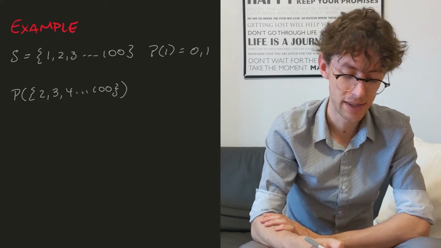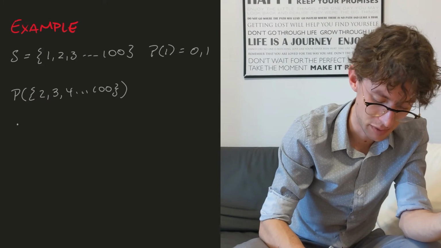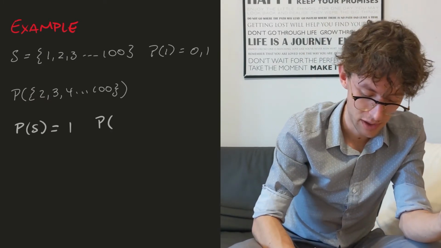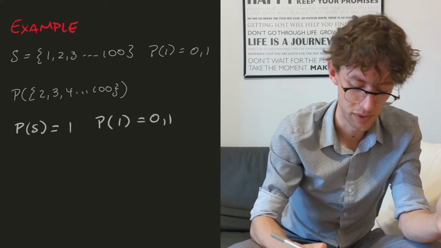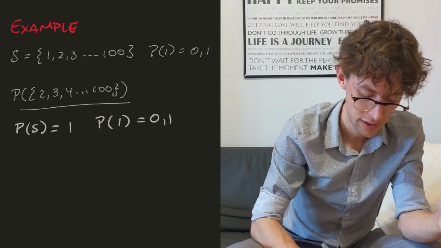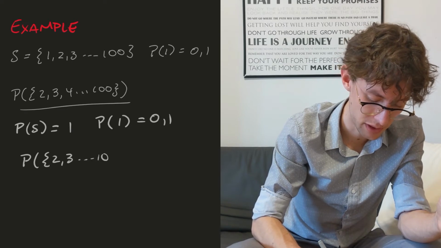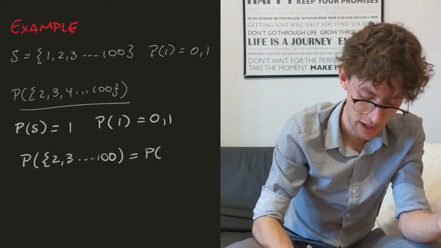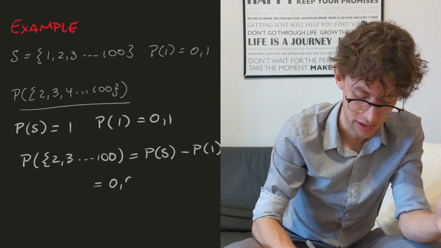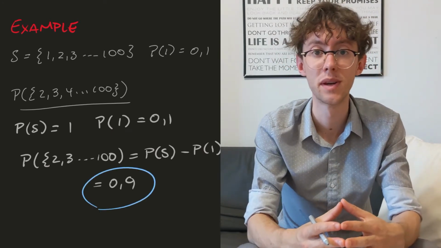So the probability of that, well, we know that the probability of everything together is 1, right? Because the probability of S is equal to 1. And we know that the probability of 1 is equal to 0.1. So the probability of everything in here, the probability of 2, 3, all the way to 100, is equal to the probability of S minus the probability of 1, which is equal to 0.9. And this here is our answer for this example, right?